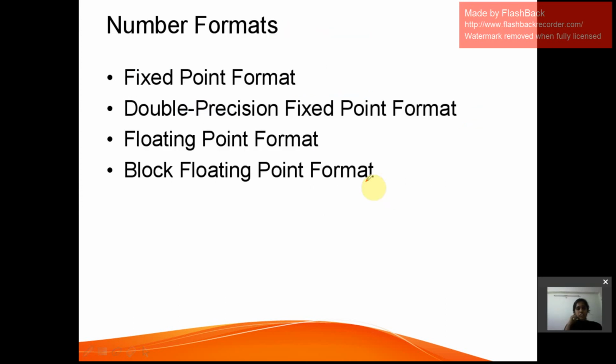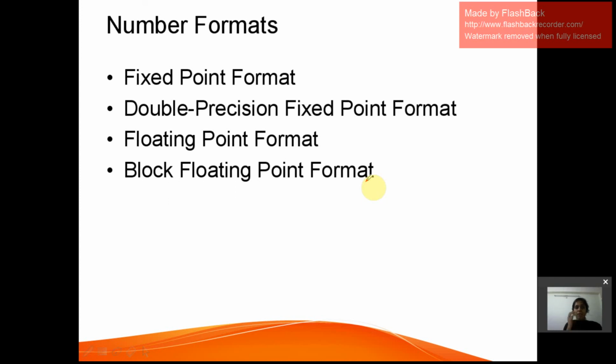In the next session we are going to continue with this and discuss the number formats. Why is there a need to learn about number formats? Because, as I said, a digital signal is represented from the starting input, in the middle stages of the processing, and at the output, all in the form of sequences. A sequence is simply a group of numbers. All the signals in digital signal processing are represented in the form of numbers.